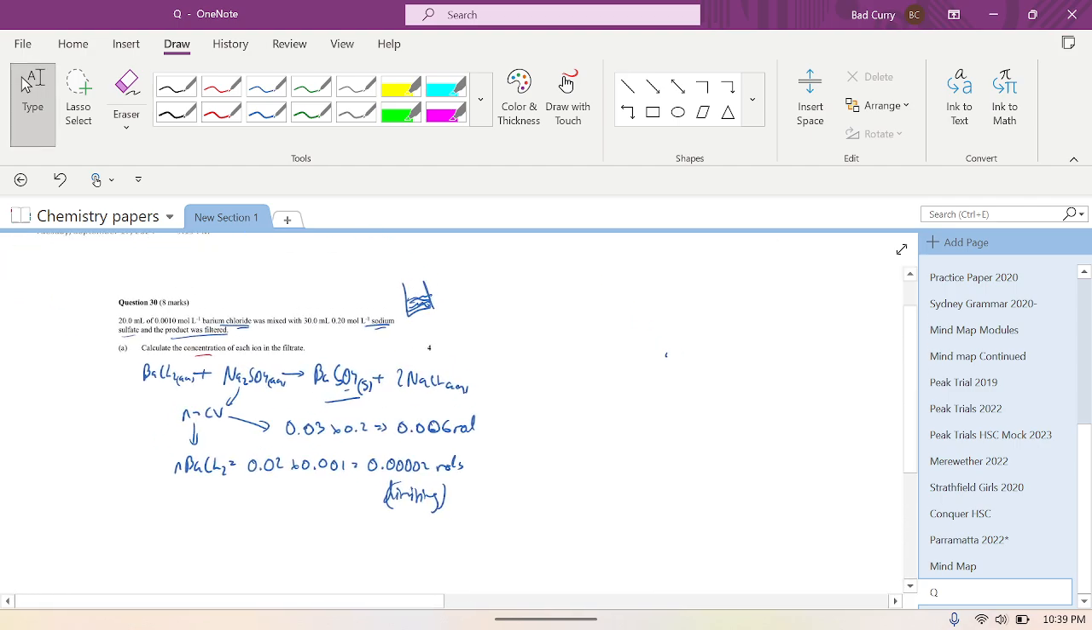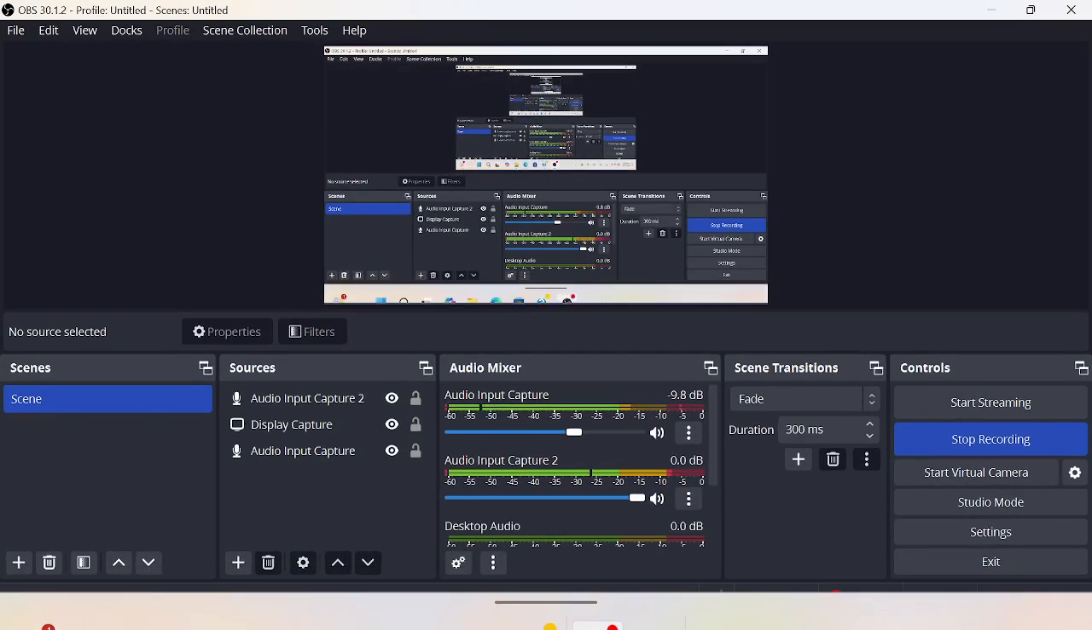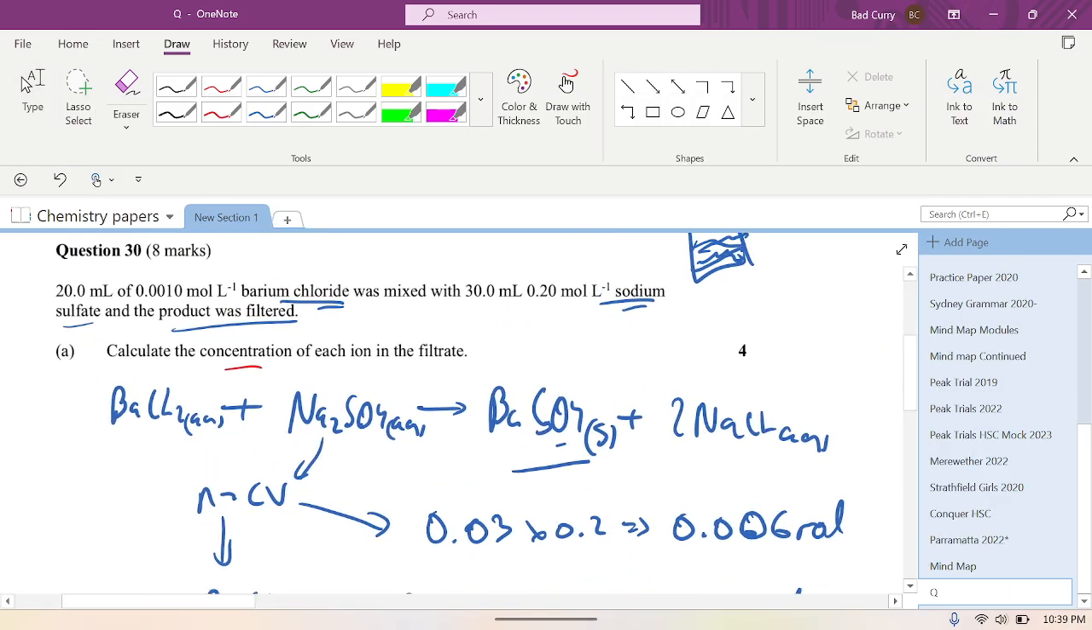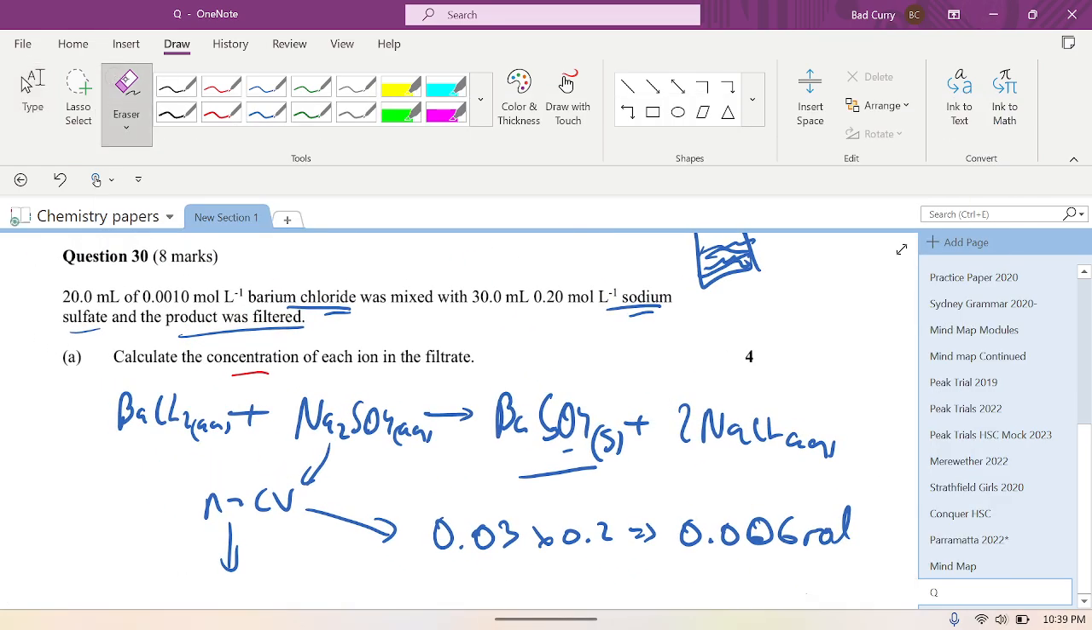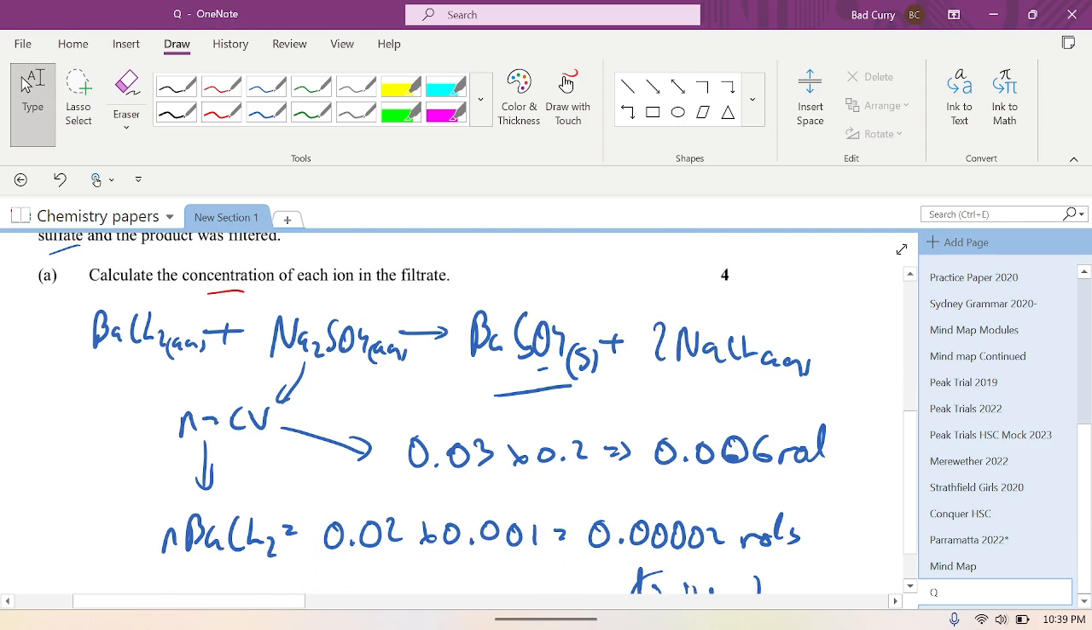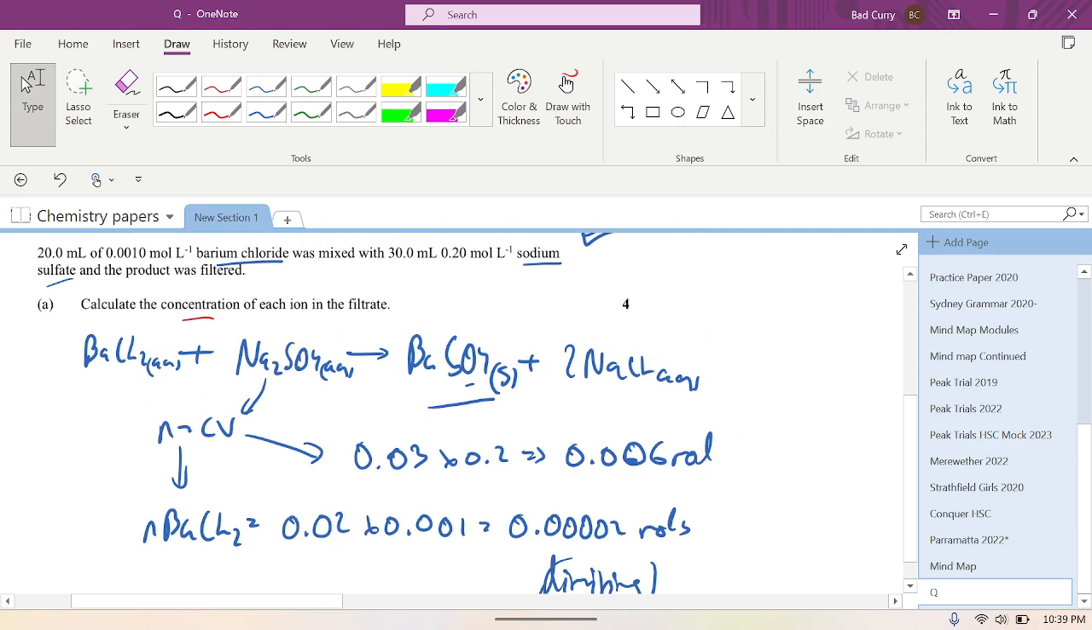So let's hope my volume is working this time. Okay, it's working. So basically, what this question is asking is adding a certain number of moles of barium chloride to a certain number of moles of sodium sulfate, and that's going to give you a precipitation reaction. Now, if we write the reaction down, you have barium chloride plus sodium sulfate to give you barium sulfate solid as your precipitate, and your NaCl.